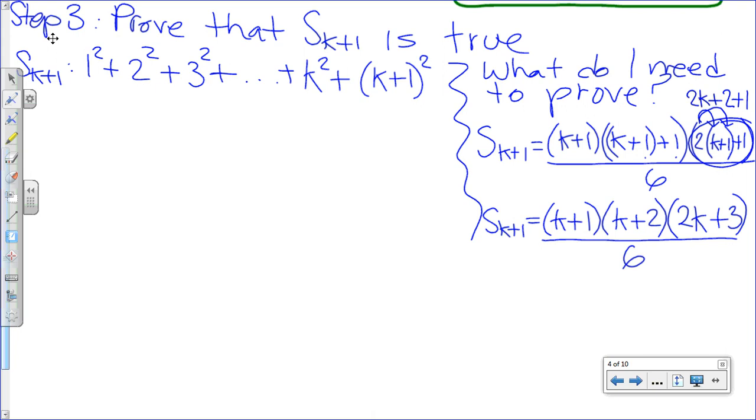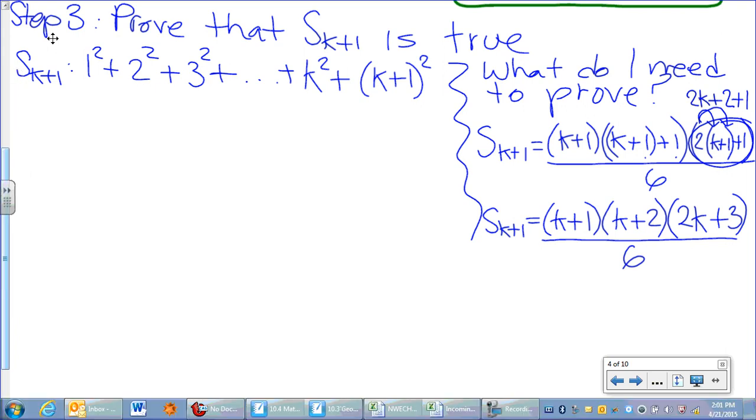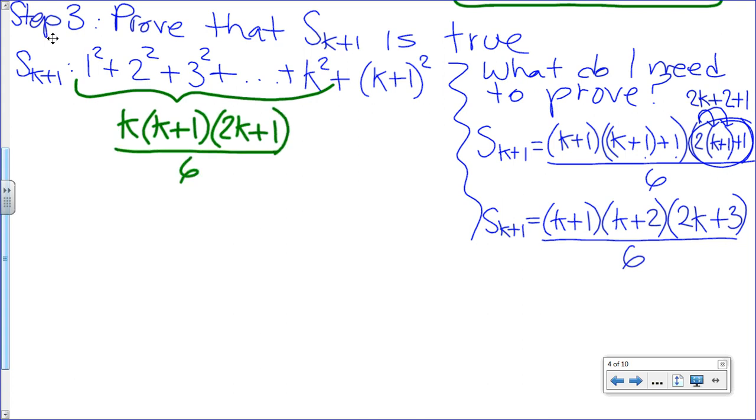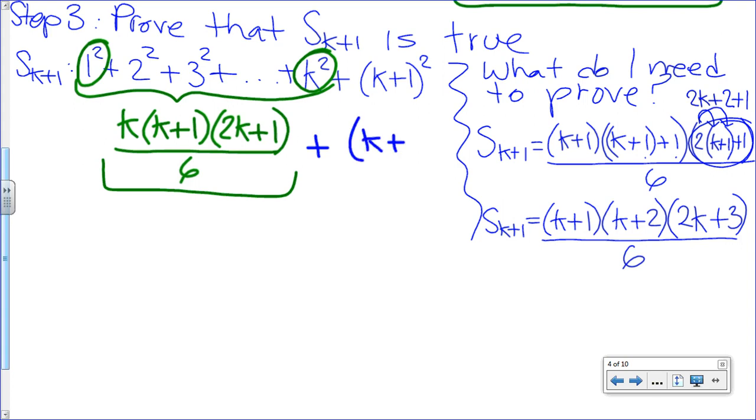Right, so now let's see how we're going to get to that. And we're going to use our assumption. So the assumption that we had was that K times K plus 1 times 2K plus 1 over 6. We had made the assumption that that was true, right? That to add the terms from 1 square to K square, we just needed to use this formula. Yes? You guys remember that? So now to that one, we're going to add the next term, which is K plus 1 squared. And so that's what we need to prove.